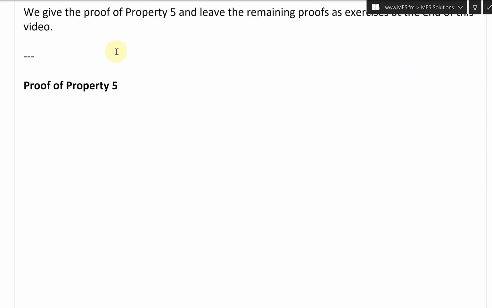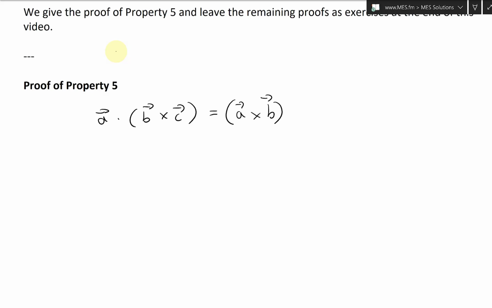That's a very interesting one. Let's just write it down. So A dot B cross C equals A cross B, in brackets, dot C.